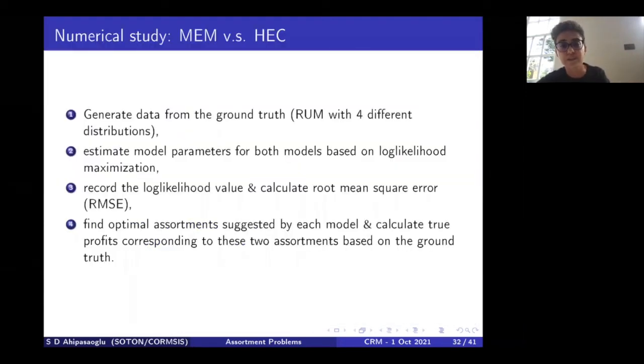So I'll give a couple of experiments to show how we are faring numerically. If we compare the MEM model, the exponential marginal model, to the heteroscedastic exponential model, we need to think about what type of simulation we need. Ideally, we would like to make these comparisons using real data, but in assortment, it's very hard to find real data for various reasons. So we decided to generate ground truth from different distributions and then estimate the model parameters for MEM, all the alpha J's, and similarly for HEC. We recorded the log likelihood values and the root mean square errors to see how good the fit is, and we looked at the optimal revenue that can be obtained from each model.